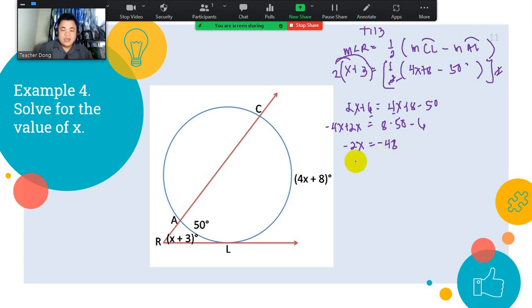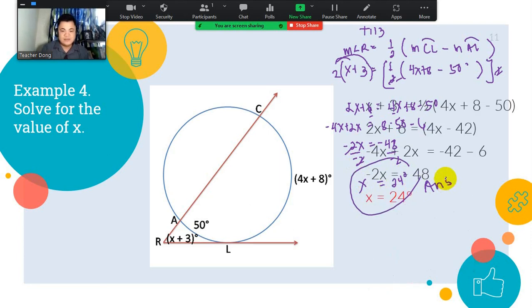Okay? And then after that, divide both sides by negative 2 to get the value of x. Alright, so this will be cancelled. And then x equals negative 48 divided by negative 2 is positive 24 degrees. So that is the value of x. It's 24 degrees.